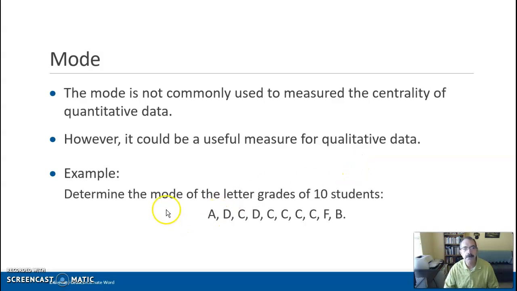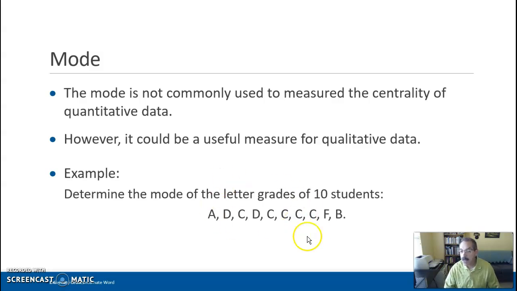Like in this example, we have the grades of 10 students. This is the example I used in chapter 2. So what is the mode of this data set? Well, this is a qualitative variable, and you see that the grade C is the one that repeats most often. So the mode of the grades of these students in this exam is C.